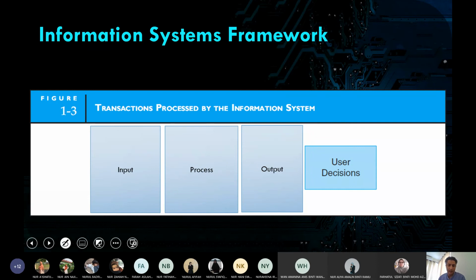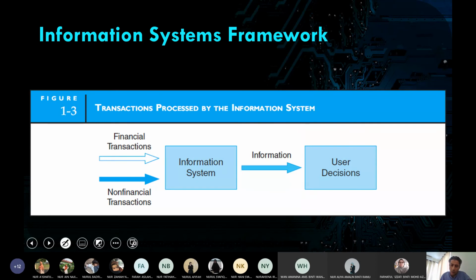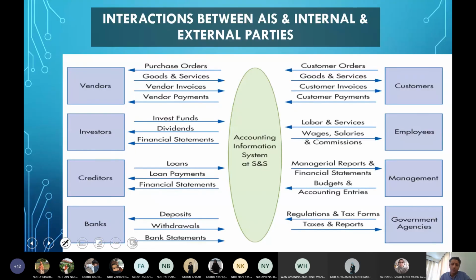Okay, so now we move to the technical side, or how the information system framework is processed. We have three main elements of the information system process: input, process, and output, isn't it? For input, it is about the data, the financial transaction or financial data, and we have non-financial data. Then we process this input data through the information system software, and then we will get useful information that will help the user's decision.